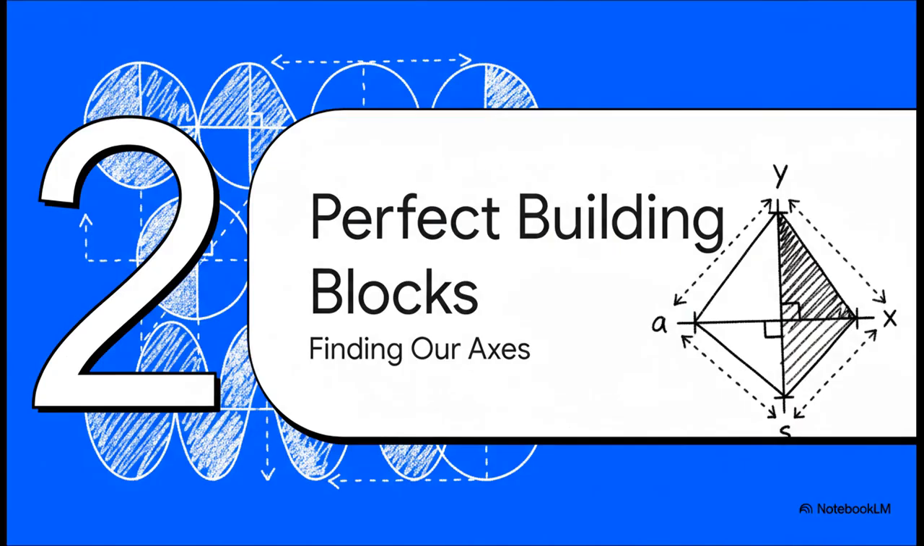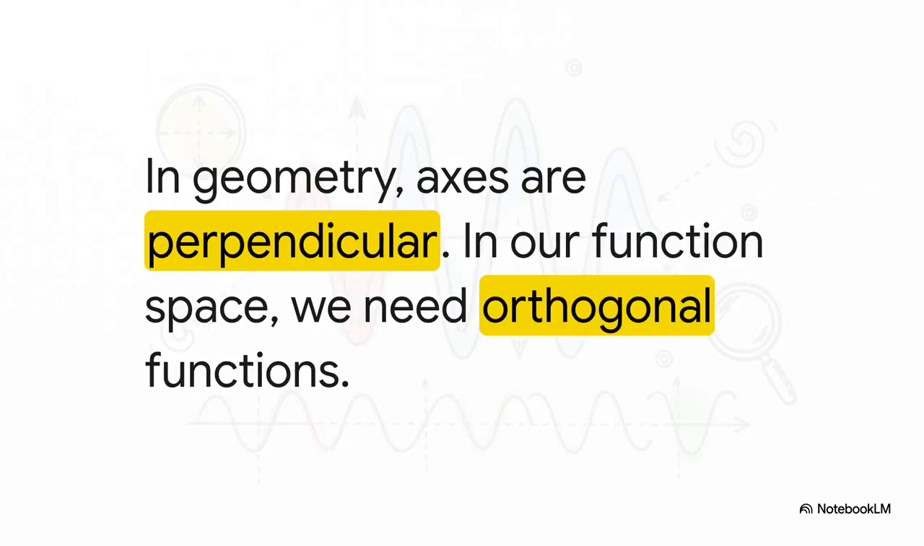Okay, so we've built this new space where our functions can live. But what good is a space if you can't navigate it? We need some kind of coordinate system, right? We need the function world equivalent of our good old x, y, and z axes. Think about it. In regular 3D space, our axes are perpendicular. They hit each other at a perfect 90-degree angle, which means they're totally independent. Well, we need the exact same thing for our functions. We need a set of functions that are perfectly independent, and we have a special word for that, orthogonal.